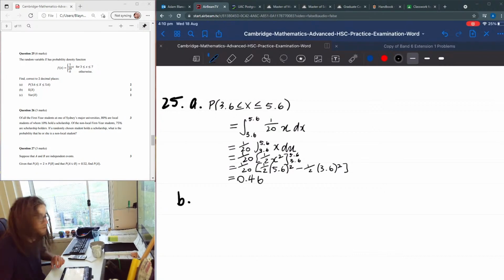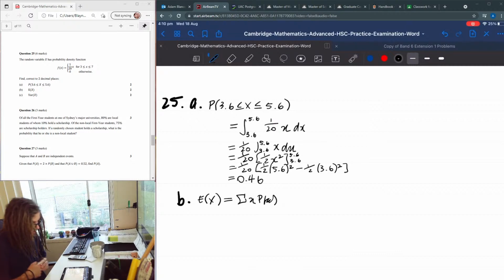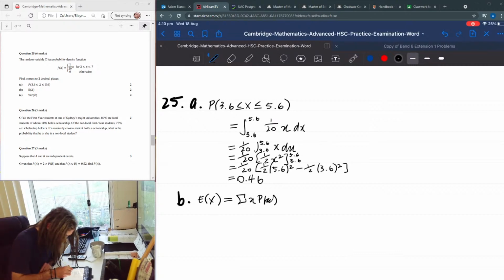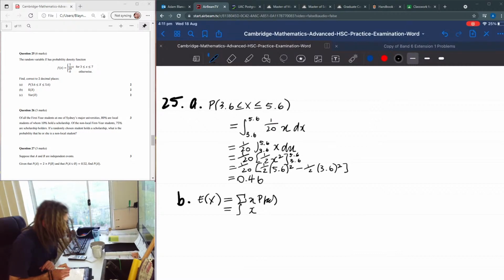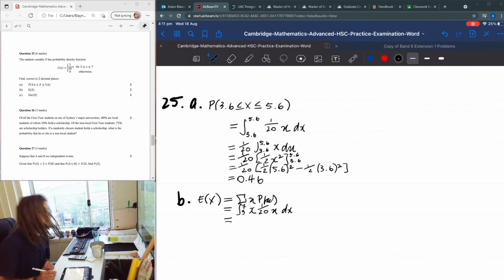Cool. Now, part B: E of X, the expected value of x. Now I know that that's the sum of x times probability of x. In terms of a continuous function, it's going to be the integral of x times the probability of x. Well, that's just my function, which is 1 on 20 x dx. It's defined between 3 and 7.